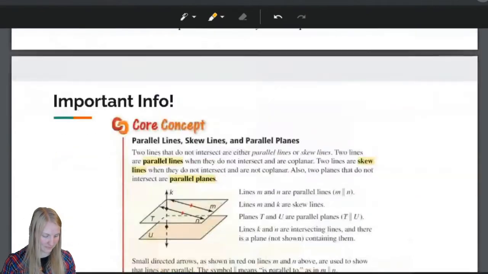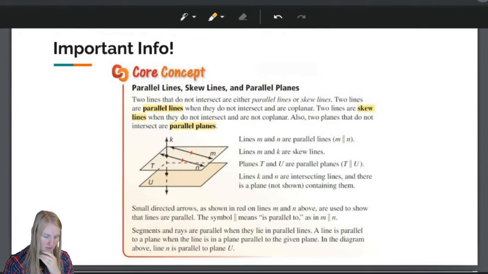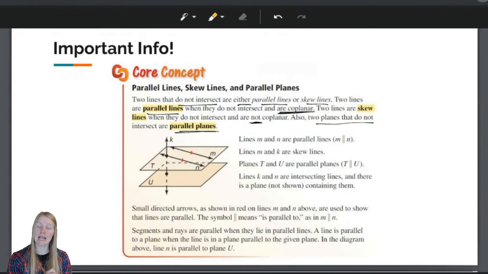Okay, now, this is a nice review of everything that we've just talked about. So lines that do not intersect are either parallel lines or skew lines. The difference is that parallel lines do not intersect and are coplanar. Skew lines do not intersect and are not coplanar. Two planes that do not intersect are called parallel planes. So you'll see right here, plane T and plane U are parallel planes.